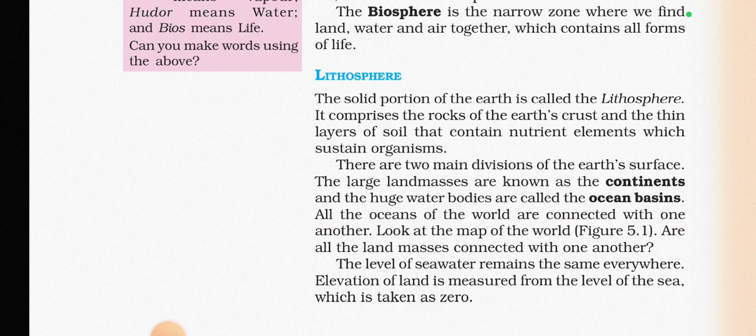All the oceans of the world are connected with one another. They are not separate, they are joined, intermingled with each other. The level of sea water remains the same everywhere. Elevation of the land is measured from the level of the sea, which is taken as zero. You would have observed this if you have visited a railway station. There on a yellow color board it is marked that the station is at a particular height from the mean sea level.